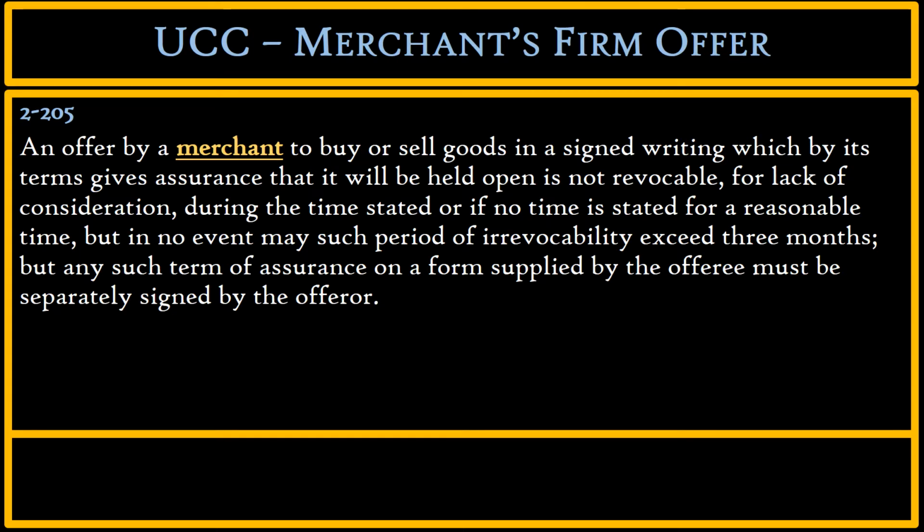All right, the first element, it has to be a merchant. It has to be a promise by a merchant, an offer by a merchant. So what is a merchant? Well, a merchant is someone who regularly deals in goods of the kind or holds herself out as having such knowledge. All right, so you'll be looking for facts in your fact pattern that indicates whether the party promising to keep an offer open is a merchant or not.